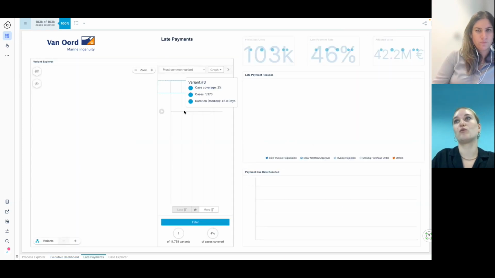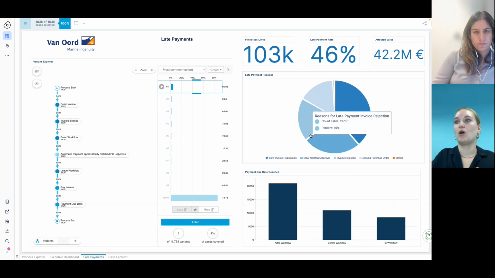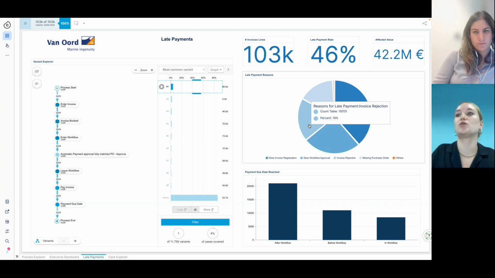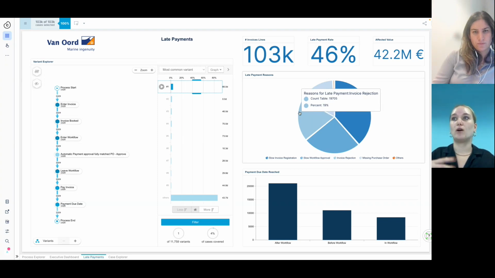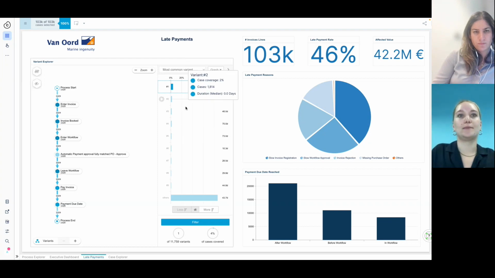we see right now we have a late payment rate of 46%. I briefly summarized our findings in a dashboard here: we had different reasons why invoices were being paid late. Either a slow invoice registration or a slow workflow approval, or that an invoice is being rejected, and so on. And we also established that there were different scenarios. So a late payment is whenever an invoice is paid after the payment due date.